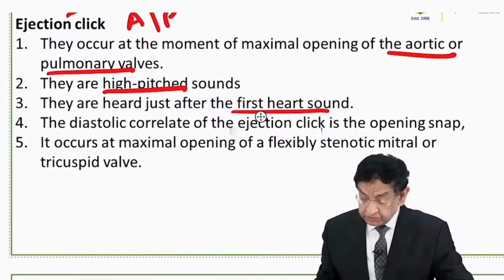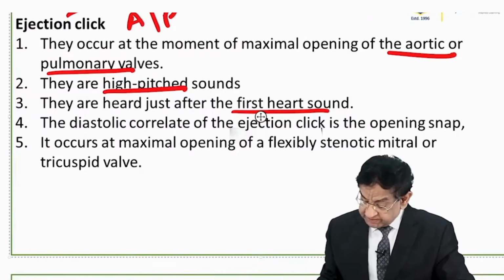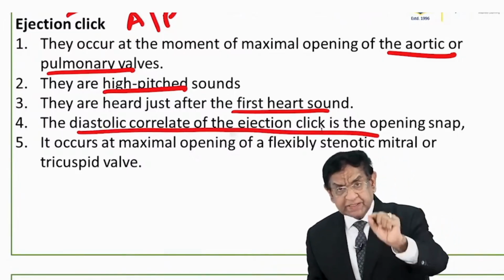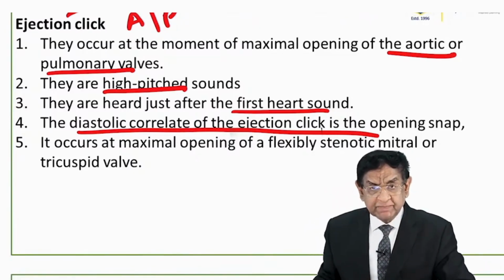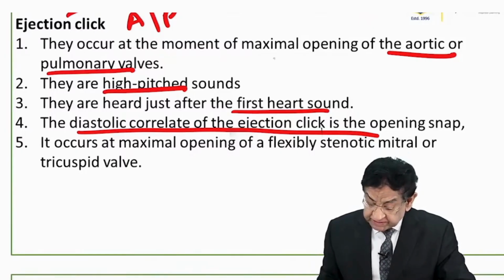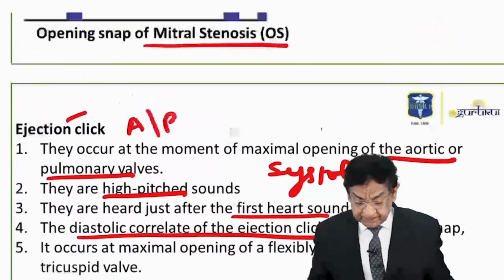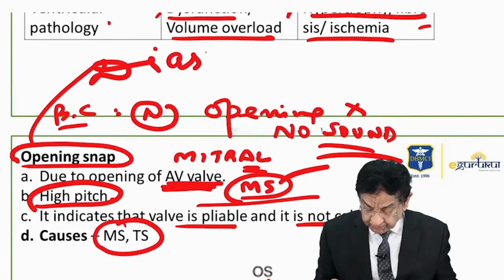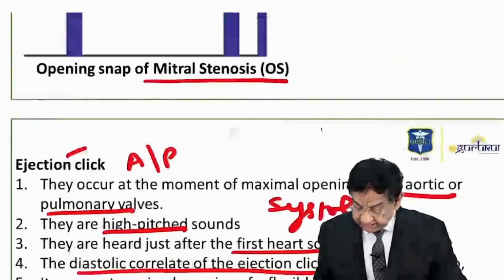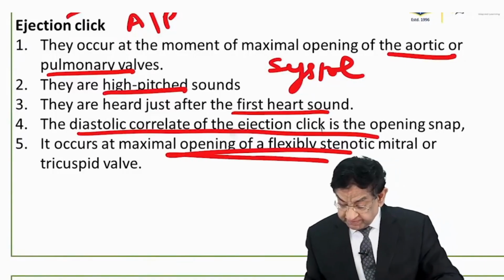Okay. So in diastole we got the opening snap. This we will get in systole. So they are just a correlation to the diastolic sound, but these sounds for opening of the aortic valve are produced in systole. And remember, opening snaps were in diastole. These are in systole.